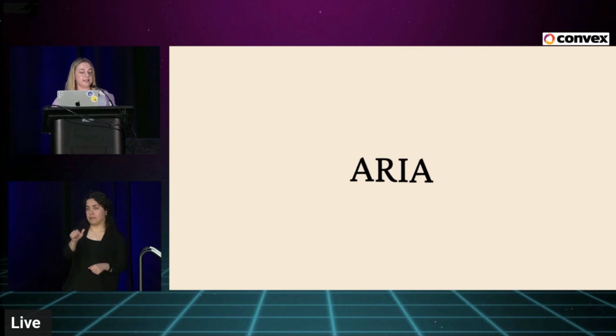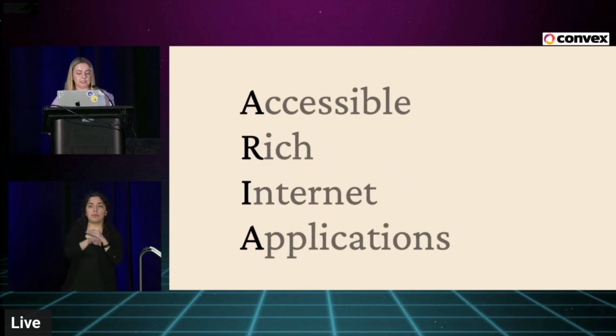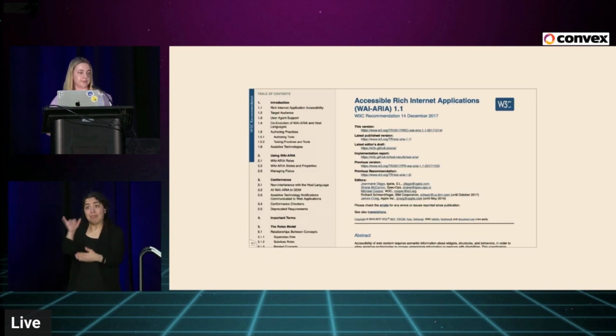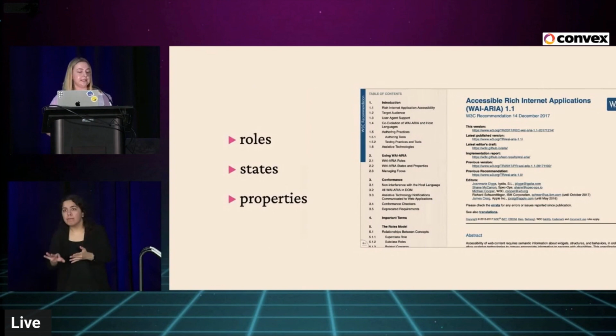ARIA stands for Accessible Rich Internet Applications. And we just learned that in HTML, a lot of the elements come with built-in semantics. And for modern user interfaces, we often need more flexibility. And this is exactly what ARIA is for. It is a spec that defines a lot of additional attributes that we can use to complement native HTML with. We can set different roles, states, and other properties to improve how they are perceived by assistive technology.